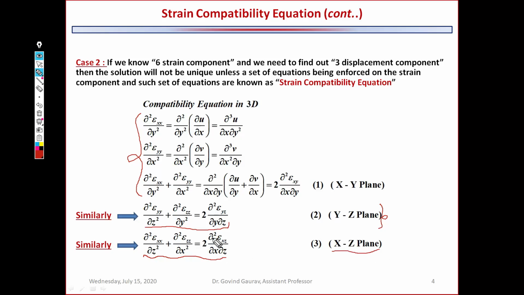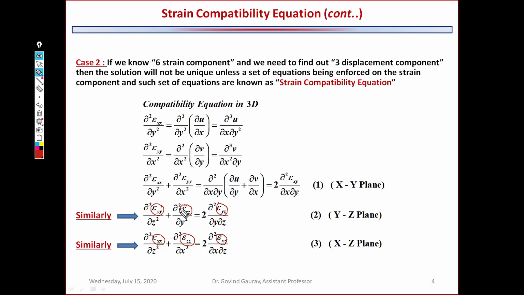So what do these strain compatibility equations do? Here we can see that these equations relate the values of the normal strains, so normal strain in the y direction and normal strain in the z direction, to that of the shearing strain that is acting on the yz plane. Similarly, for the xz plane, what does it do? It relates the strain that is acting in the x direction and the strain that is acting in the z direction to that of the shearing strain that is acting in the xz plane.